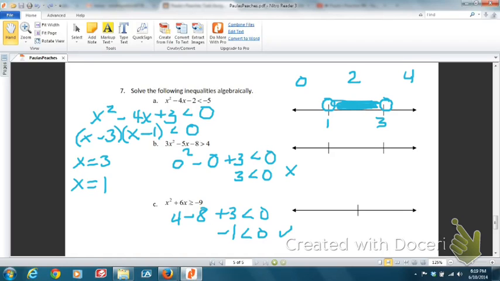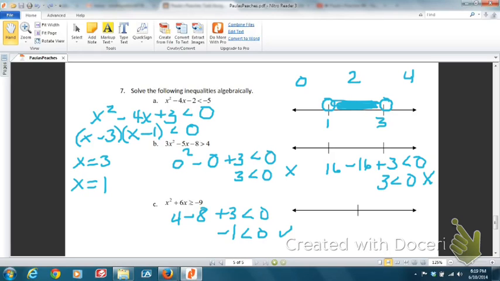Alright, the next thing I'm going to check would be 4. So 4 squared is 16. Minus 4 times 4, so that's minus 16 again. Plus 3 is less than 0. So 16 minus 16 is 0, and 0 plus 3 is 3. So 3 is less than 0? That's not true. So I don't shade anything.